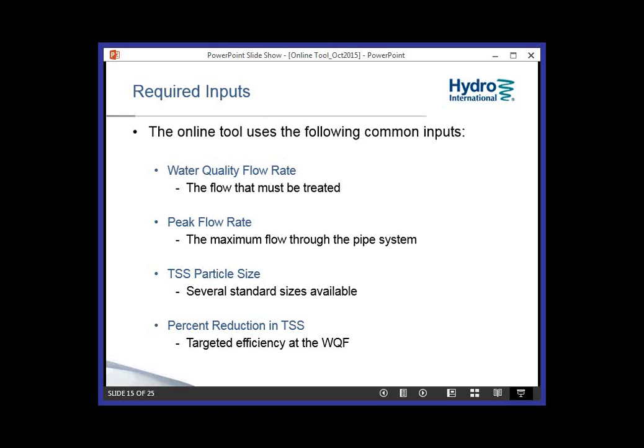So the inputs required for the tool, you need to know the water quality flow rate. That's what we need to treat. We need to know the peak flow rate, and that's the maximum flow that we expect the system to see. That might be the 10, 25, or 100-year event. Particle size may be set by the regulator, or you may have the option of choosing a different particle size, and within the tool you can select those options. And the percent reduction that we're aiming for at the water quality flow rate.